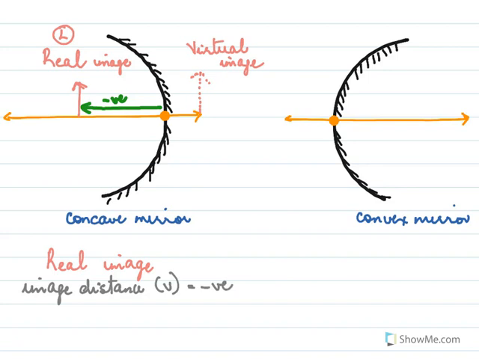Even if we come to the next case, convex mirror. In convex mirror, of course, real images are never formed. So there is no case of real image. But in concave mirror, we have both real as well as virtual image. Now when it comes to virtual image, see, it is formed on the right side. So when we are calculating image distance, we measure from the pole and we go towards the right. So it is positive.